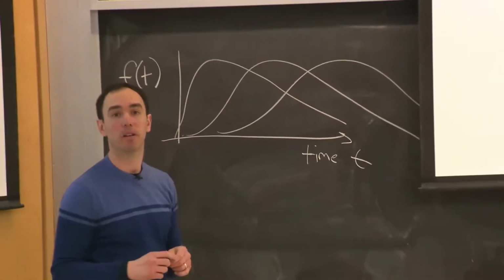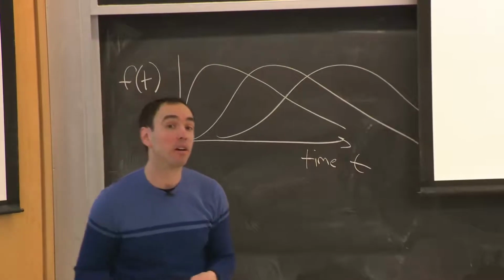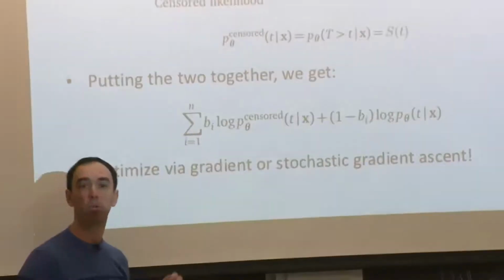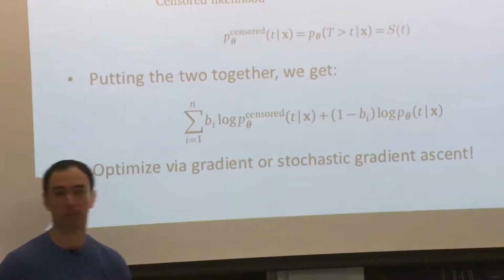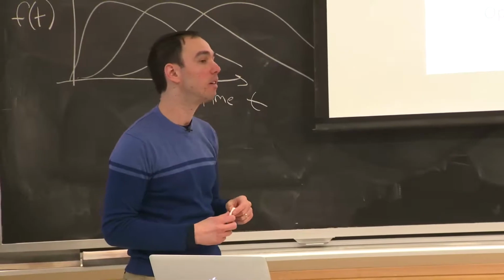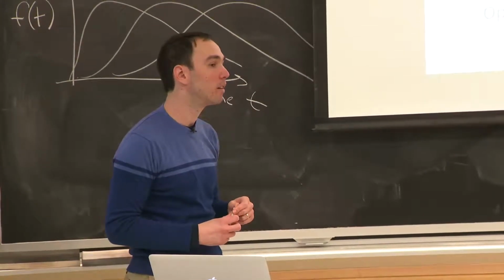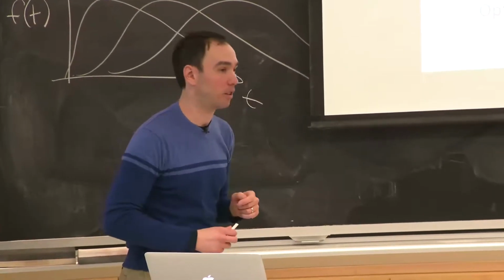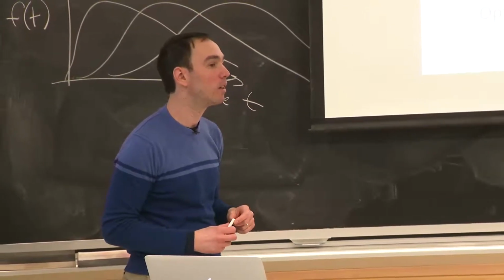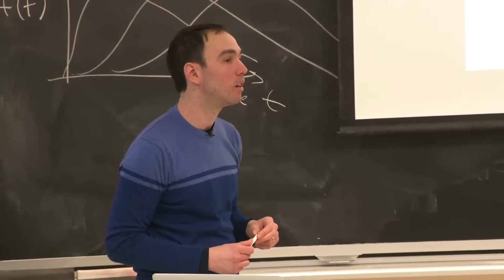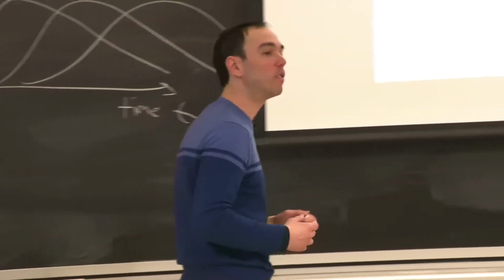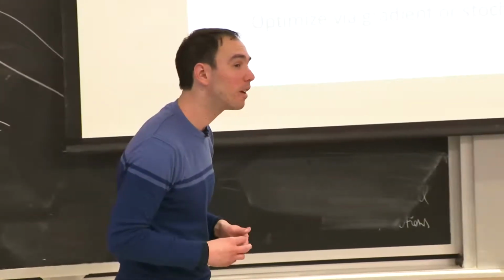Yep? Could you just repeat what B sub i is? B sub i is just an indicator of whether the ith data point was censored or not censored. Yes? For the uncensored likelihood, it's more like a probability density function, but for the censored likelihood, it's more like a cumulative density function. Yes, for the uncensored, it's a probability density function.